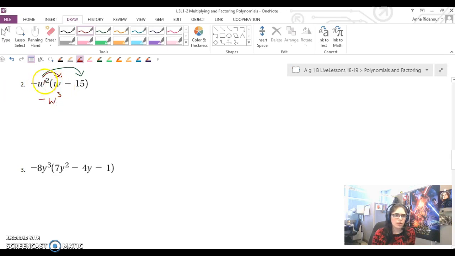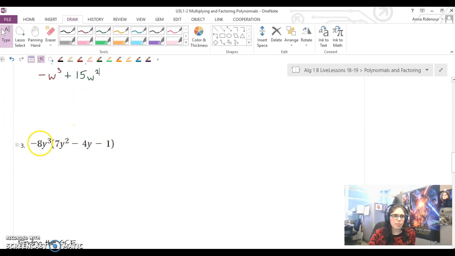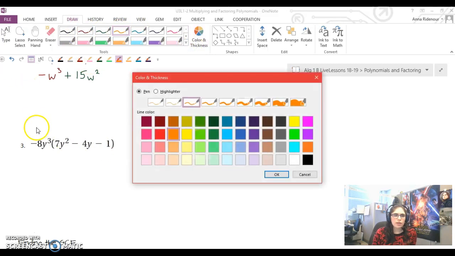And then when I multiply that minus w squared times minus 15, multiply two negatives, that gives me a positive, so I add 15w squared. Since there's no variable with the 15 and there's no coefficient with the w squared other than just that minus, I just multiply the 2, and this is my final answer. And once again, these are not like terms because they have different exponents, so I would leave that as my final answer. The next example is a monomial, this one term on the outside, times a trinomial with these three terms. But I'm going to distribute it the same way that I've done the other ones.